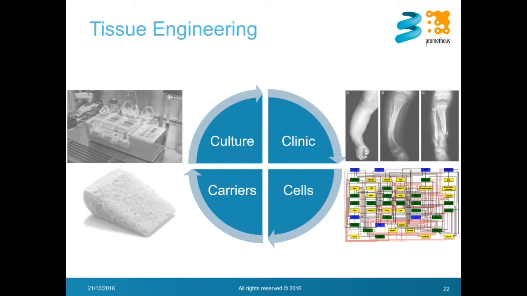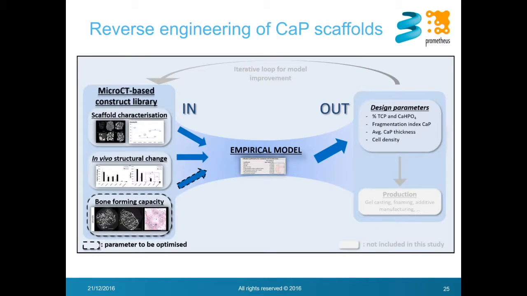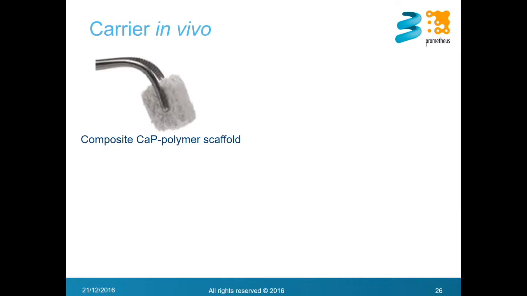So that's the work in terms of the cells, and that is now being explored for use in culture media optimization. If we think about carriers, the questions that we have for our biomaterials are: what happens to our biomaterials once we implant them in vivo, how is the biology influenced, and what are the ideal properties for our biomaterials? We ask ourselves these questions because obviously we want to optimize these biomaterials.